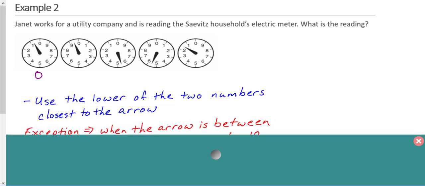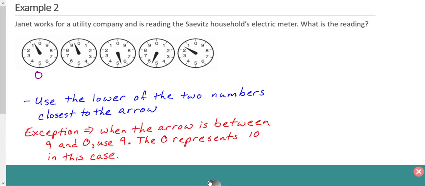And that leads us to an exception. The exception is when the arrow is between 9 and 0, you always use 9. 0 represents 10 in this case. If we're going around the dial, 1, 2, 3, 4, 5, 6, 7, 8, 9, 10, that means if 0 represents 10, 9 is actually the lower number. In the second and the third dial, the arrow's in between 5 and 6, so the number is 5. In the fourth dial, the arrow's in between 5 and 6 again, so it is once again 5. And in the last dial, the arrow is in between 2 and 1, so we're going to use the 1.